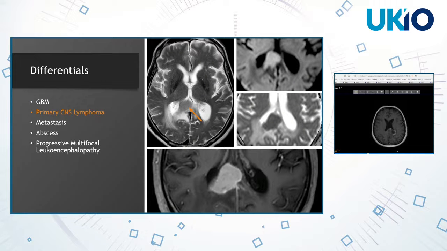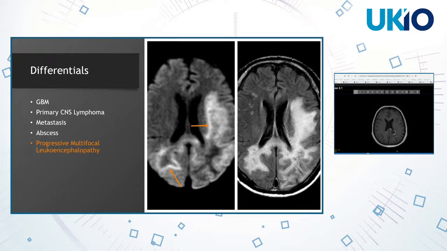CNS lymphoma can present with ring-like enhancement, particularly if a patient's immunosuppressed, but often it's more homogeneous enhancement. You, of course, get restricted diffusion within the tumor, but it tends, again, to be fairly homogeneous across the entire tumor. The one other condition I'd like to show you as a potential differential is PML, progressive multifocal leukoencephalopathy.